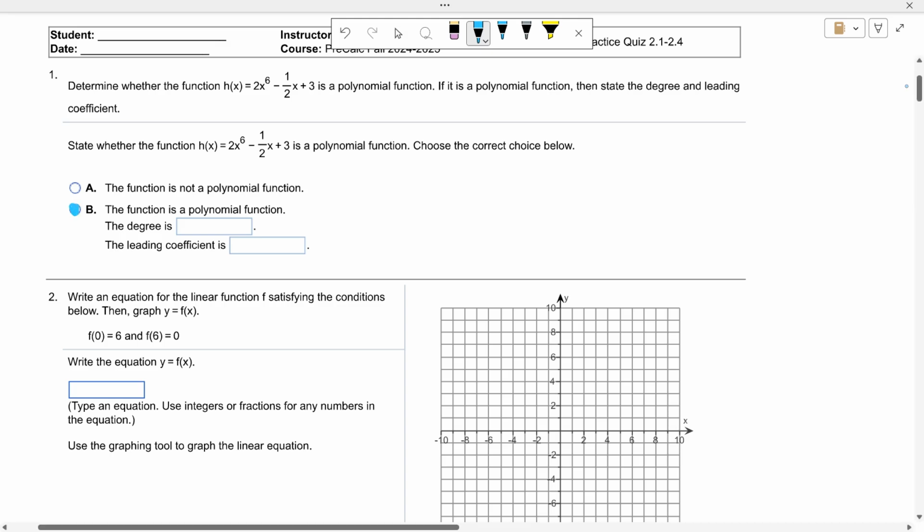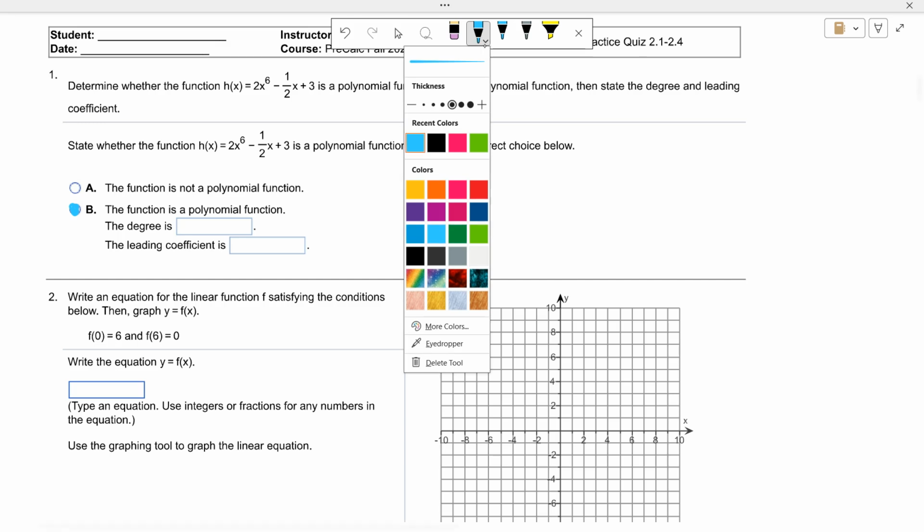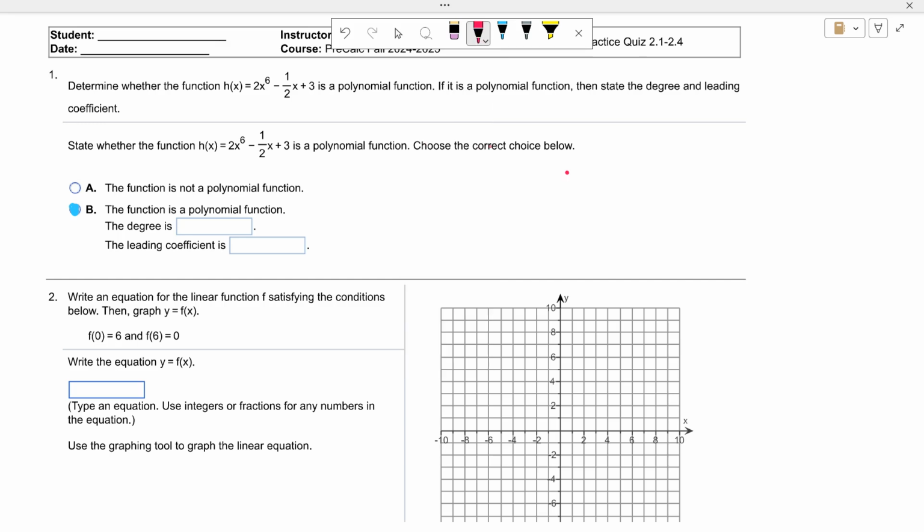You cannot divide by what to be a polynomial function? You cannot divide by x. Okay? Can't have x on the bottom. Can't have square roots of x. So this is a polynomial function. What's the degree of this function? It's a 6th degree function. What's the leading coefficient? 2.